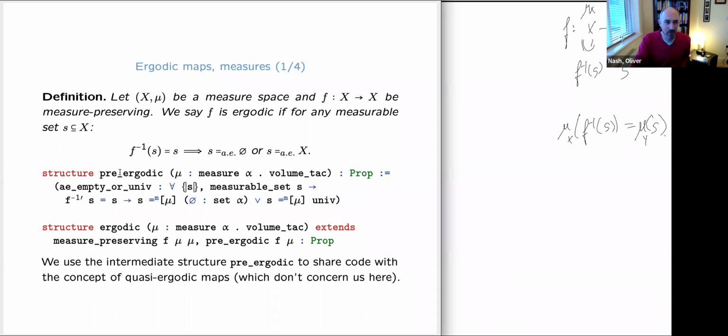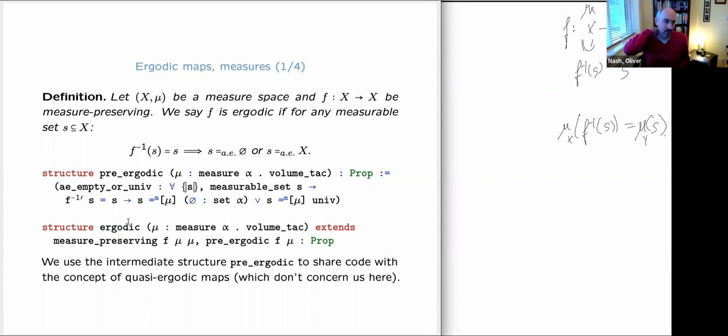So I said, okay, a map is pre-ergodic with respect to a measure. It's a prop valued structure, so there's no data. And it says that for all measurable sets, then this is our notation for almost equal in Mathlib. You get used to it. So if you're invariant under pre-image, then you're almost equal to the empty set, or you're almost the whole set. So that's pre-ergodic, but ergodic is meant to be measure preserving as well. So then I defined ergodic as both measure preserving and pre-ergodic.